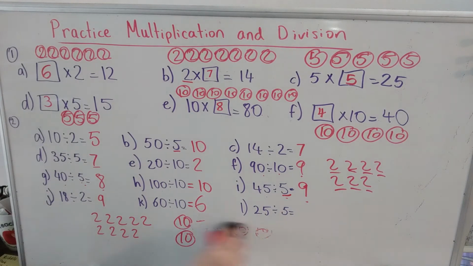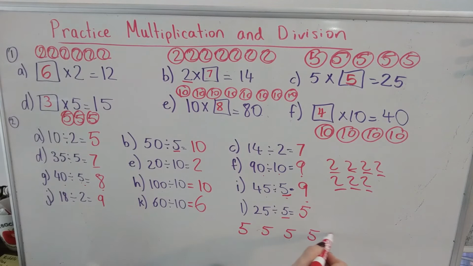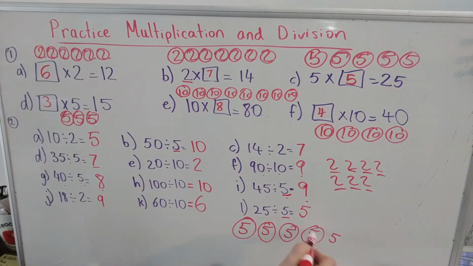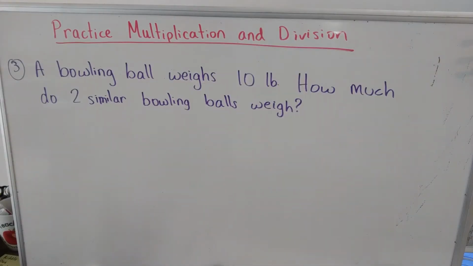25 divided by 5. 5 times 5 is 25. So my answer must be 5. Let's count by 5s to check. 5, 10, 15, 20, 25. How many groups of 5s was that? 5 groups of 5s.